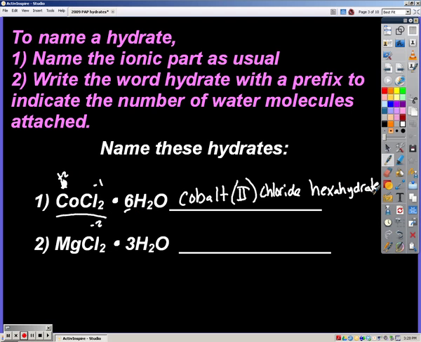If you haven't got the other one, go ahead and pause it and get your second one. You should have gotten magnesium chloride. We don't need Roman numerals because magnesium's in group 2A. And then 3 waters is trihydrate.